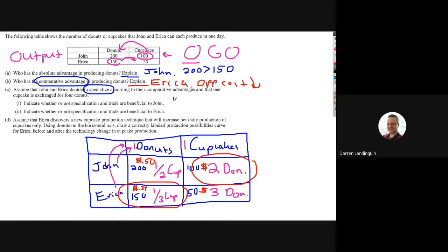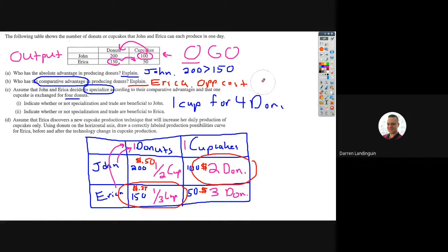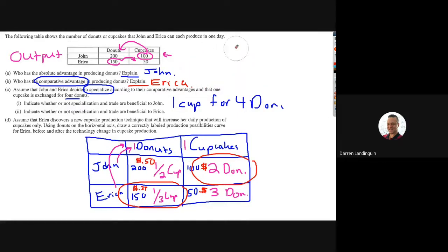And here's the term of trade, pay attention to this: 1 cupcake is going to be traded for how many donuts? 4 donuts. Now we got to look, does that make sense for both of these people? How do I figure that out? Well, that's what we learned yesterday, so I'm going to put that on the board here in a second. To figure this out, what I like to do is create what I call a per unit opportunity cost PPF. I'd like you guys to write this down as well because it's good practice, and I think it'll help you to answer this question.